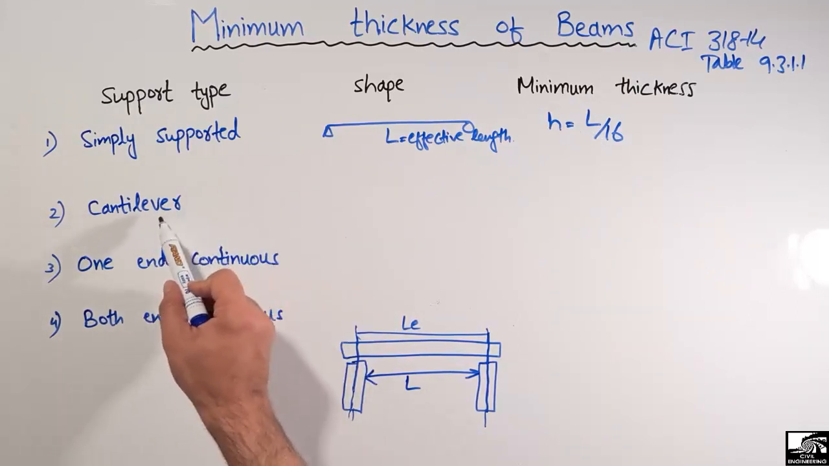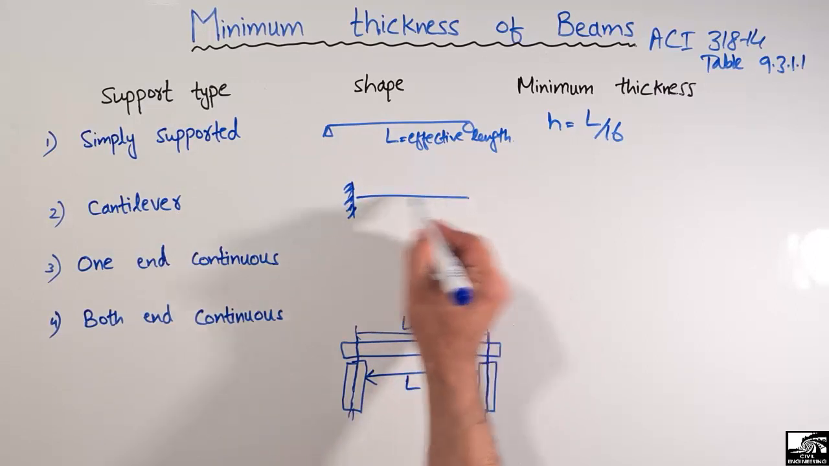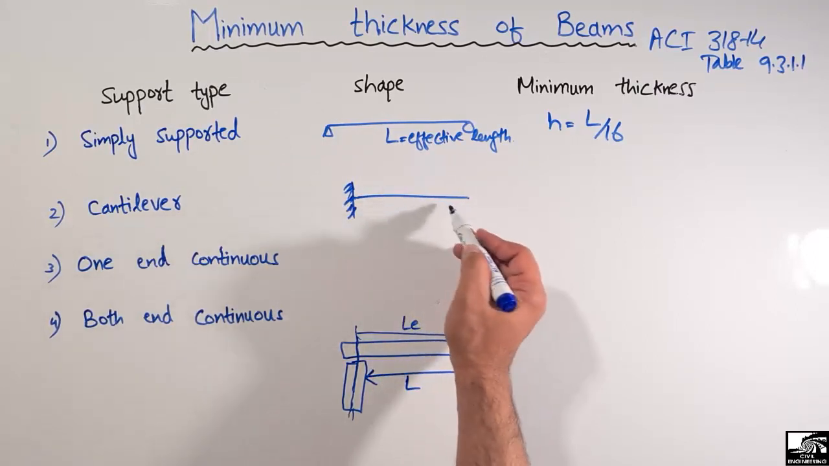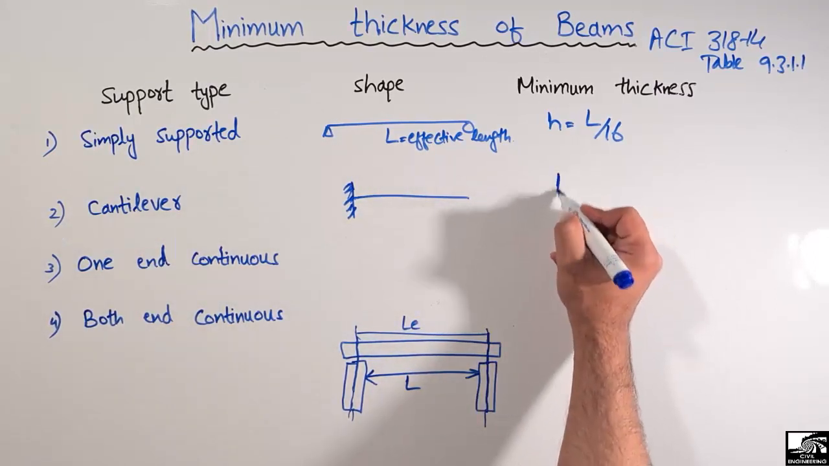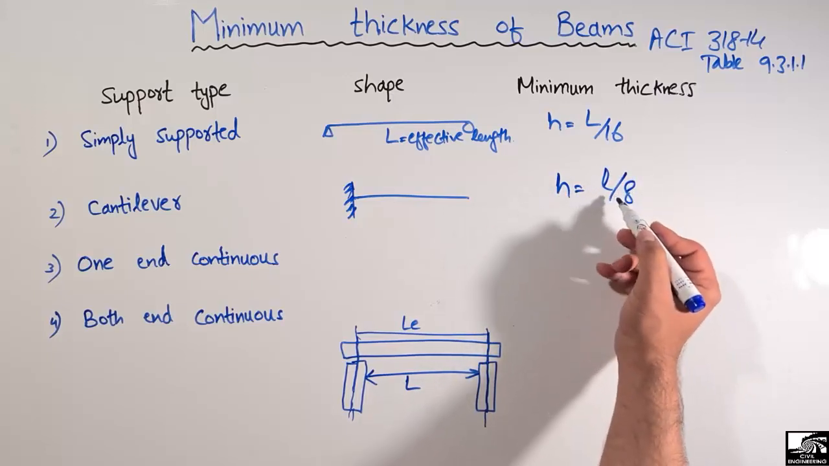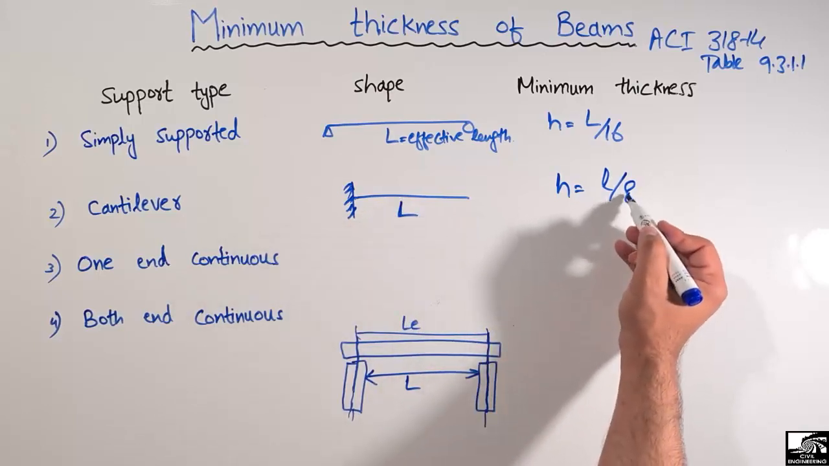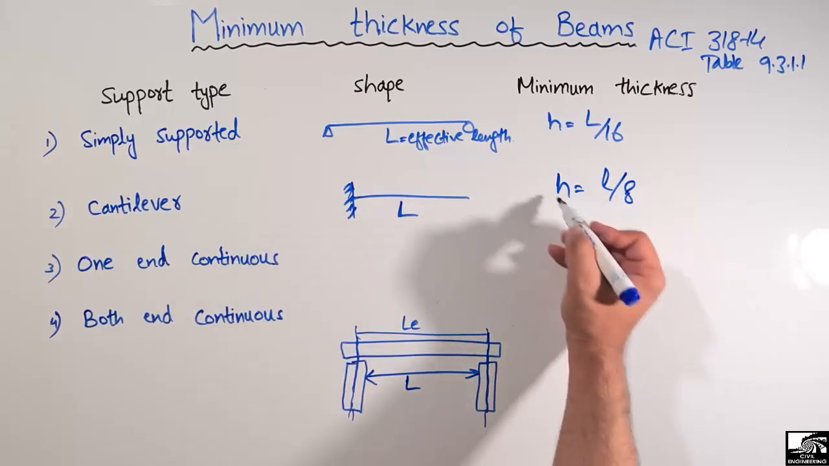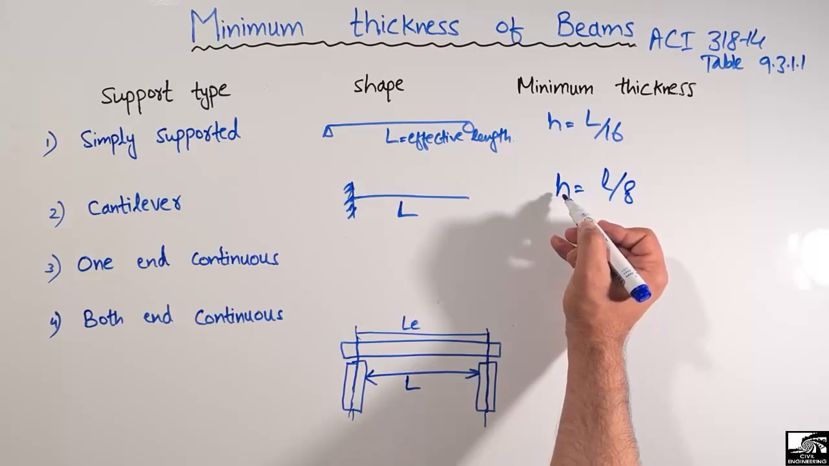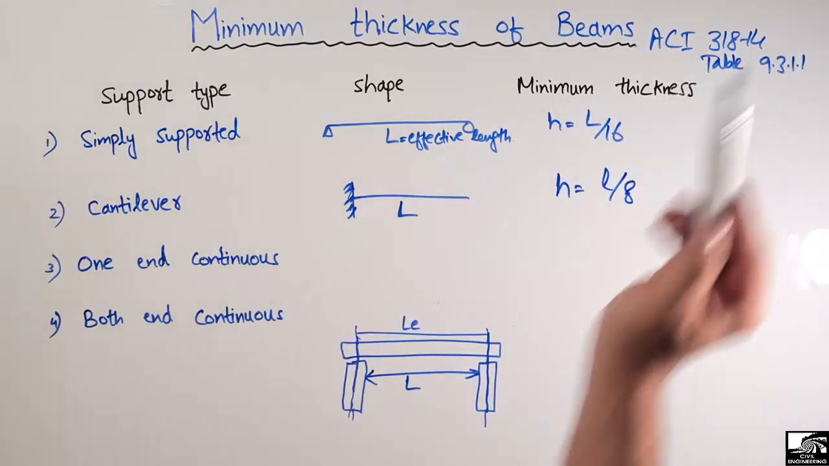Now for the cantilever case, we have a shape of beam where one end is fixed and the other end is free. For this we can find the minimum thickness of the beam by the formula L by 8. L is the effective length of the beam, divided by 8, which is a constant factor. This gives the minimum thickness of the beam required according to ACI 318.14.